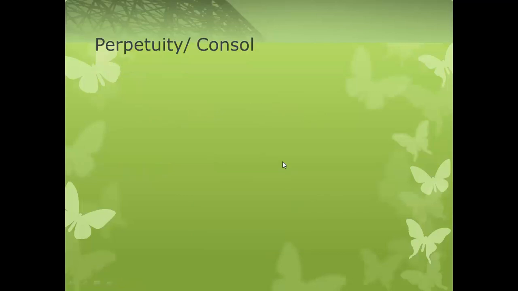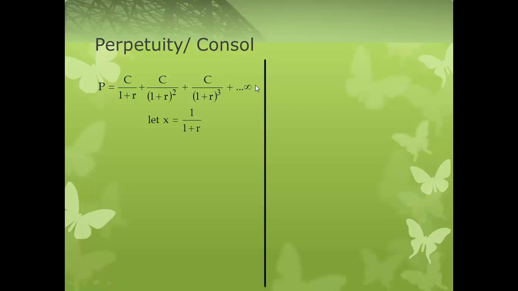And to see that, let's use the cash flow formula again. The present value is C over 1 plus R, the first cash flow available after 1 year, plus C over (1 plus R) squared, plus C over (1 plus R) to the power 3, and so on till infinity. Now, let x be equal to 1 over (1 plus R). So P equals Cx, Cx squared, Cx cubed, and so on.